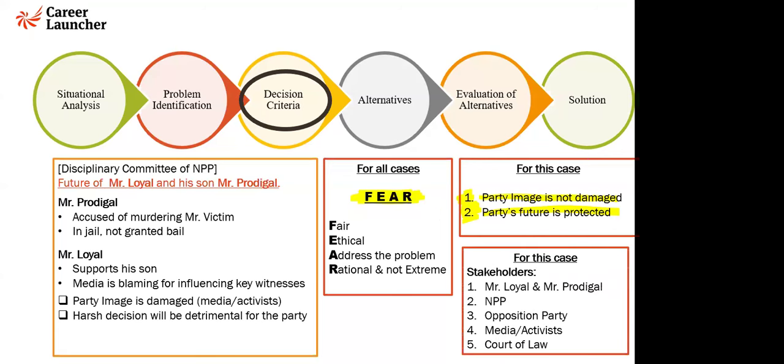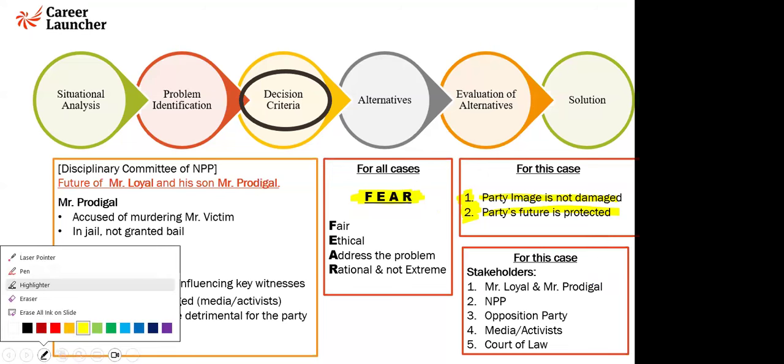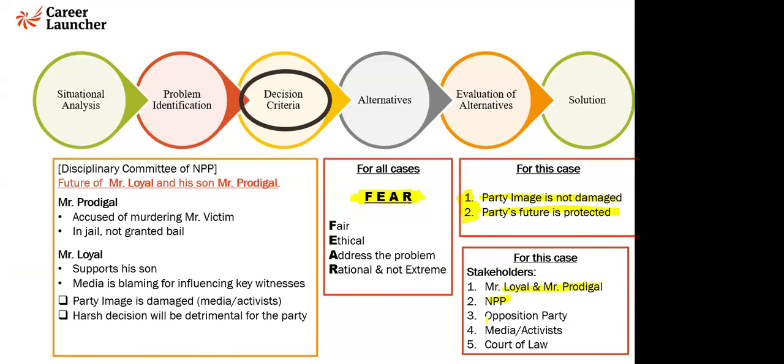And who are the stakeholders here? All of them. Mr. Loyal and Mr. Prodigal are obviously the first stakeholders out here. Then the national political party is there, opposition party, media and activists, and the courts. All of them are stakeholders out here. Whether the questions talk about them or not does not matter, because once you understand who the stakeholders are, you will possibly be able to take a better decision.